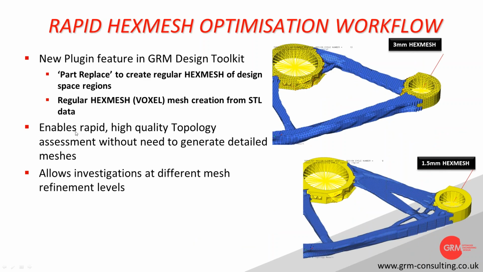So the benefits of this are obviously we can get a nice clean solution, but it also allows us to investigate mesh refinement for our topology quite quickly, because we can do the hex mesh in literally a matter of seconds to create the mesh. So we can run it at different mesh refinements. So we can start our initial scoping studies at a coarse level and then switch to a more refined level when we're getting down to the level that we want to finalize.